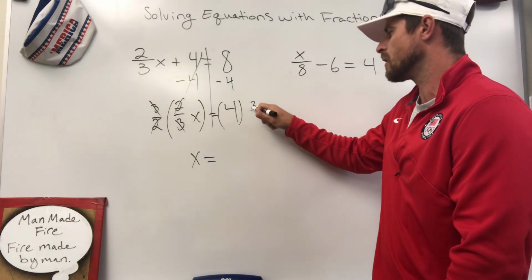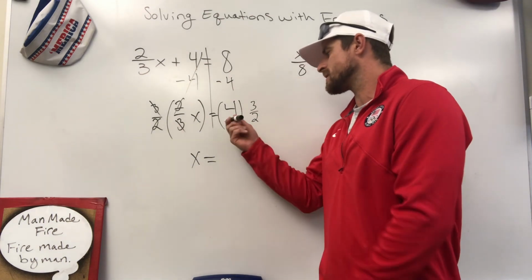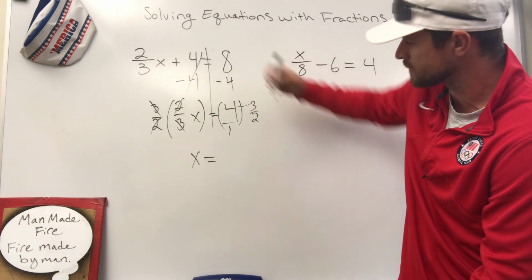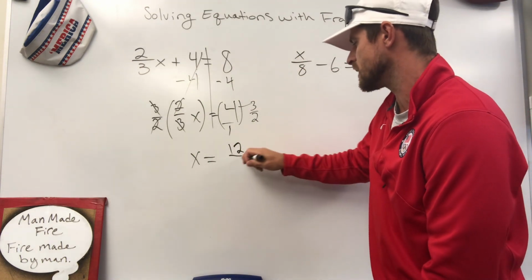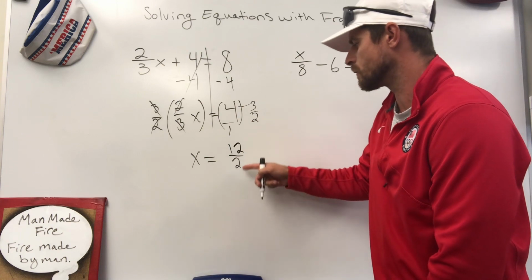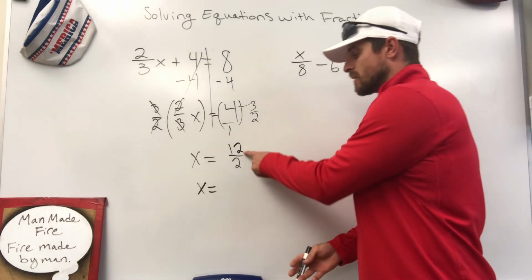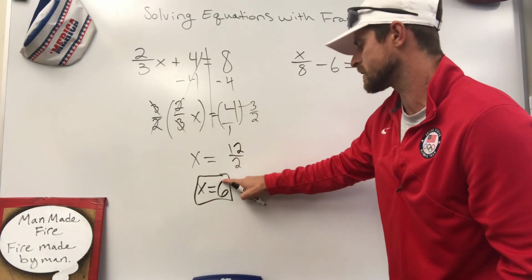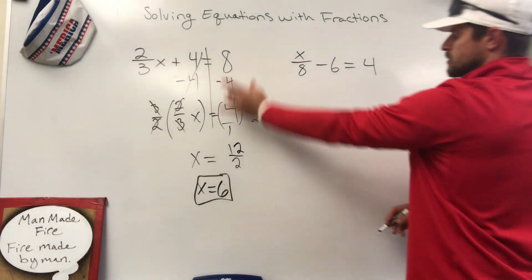How do you multiply a fraction times a whole number? I like to teach my students to put the whole number over 1 and then multiply straight across. 4 times 3 gives me 12. 1 times 2 gives me 2. So 12/2 would be my final answer. I would like my students to simplify that down to a 6. All right, we've done our first one. 6 is the value of x. That would make this equation come out to 8.